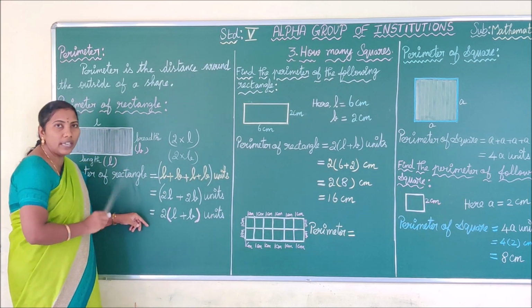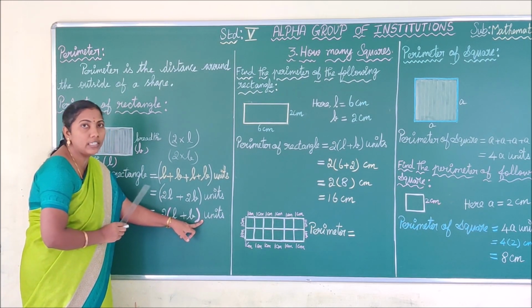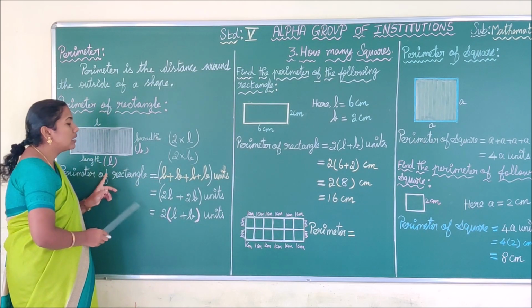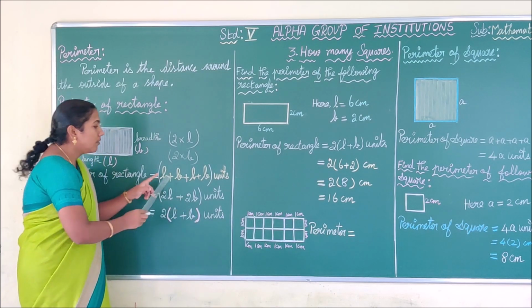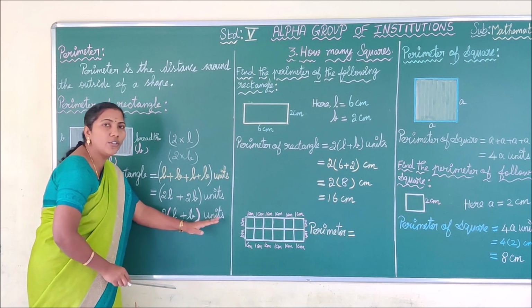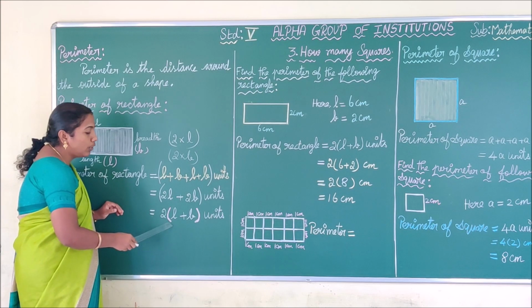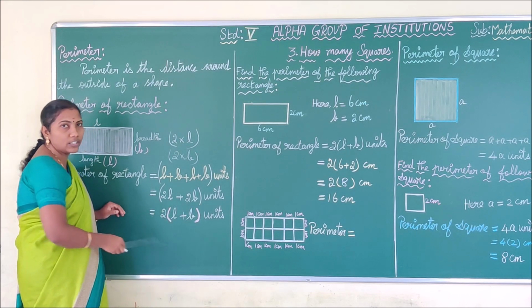In case of area of rectangle, you wrote square units. But in the case of perimeter, simply you have to write the units only. Why? Because we are just adding the lengths of its sides. So here we have to write only units. So what is the formula for perimeter of rectangle? 2 into L plus B. You can also use 2L plus 2B units. Both are correct, children. Okay.